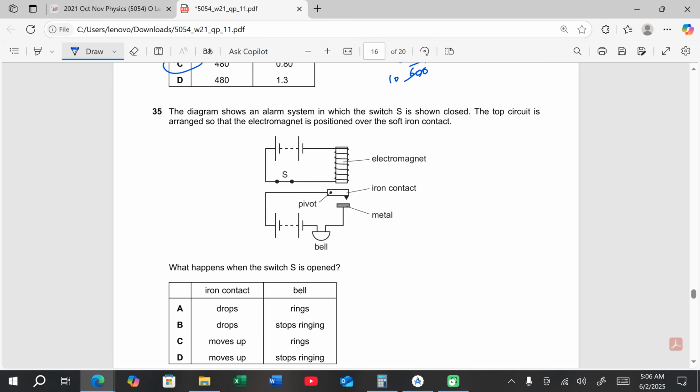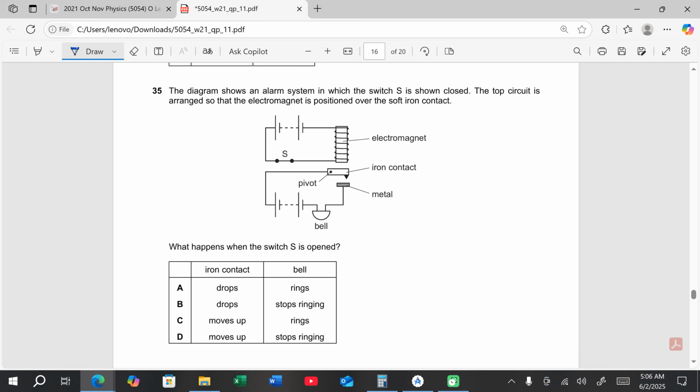The diagram shows an alarm system in which switch S is closed. The top of the circuit is arranged so that the magnet is positioned over a soft iron contact. What happens when the switch S is open? When switch S opens, this electromagnet will leave this iron contact. It will drop, and this metal contact will close. So this bell will start ringing. So it rings.